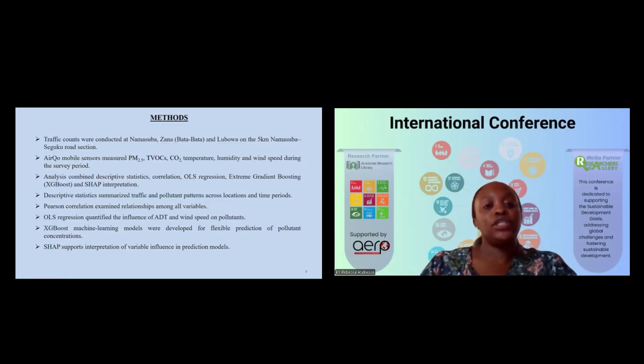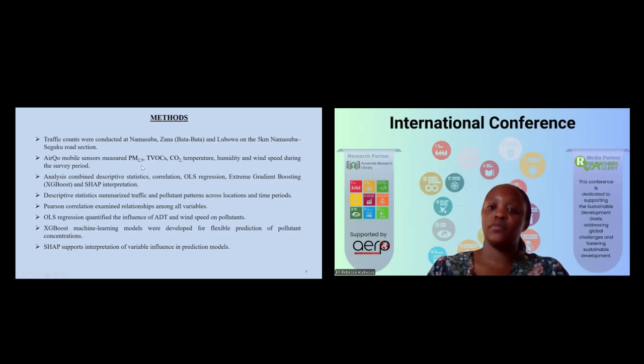For my methodology, I used quantitative field observation where I carried out traffic counts on a section along Entebbe Kampala Road. This road joins the capital city Kampala to the Entebbe International Airport. I mainly considered a 5-kilometer stretch, the Namasuba Seguku Road. I did manual classification counts and also monitored air quality using mobile sensors.